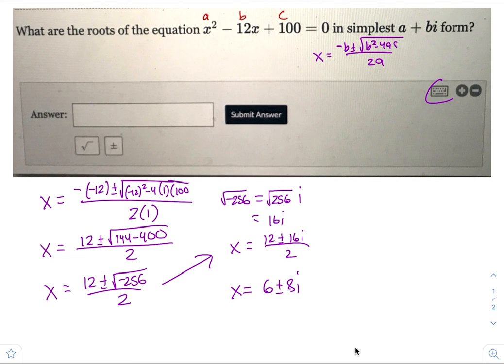You could write it on the keyboard as 6 plus or minus 8i. I believe it'll accept that. Or you could use the plus symbol, which has these squigglies, and you can write 6 plus 8i as one option, and 6 minus 8i as another.